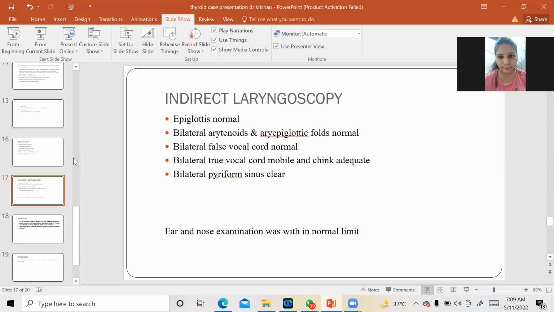Coming to the indirect laryngoscopy, it was within the normal limit. Basically, pre-op we look for vocal cord mobility and chink. Ear and nose examination were within normal limit.